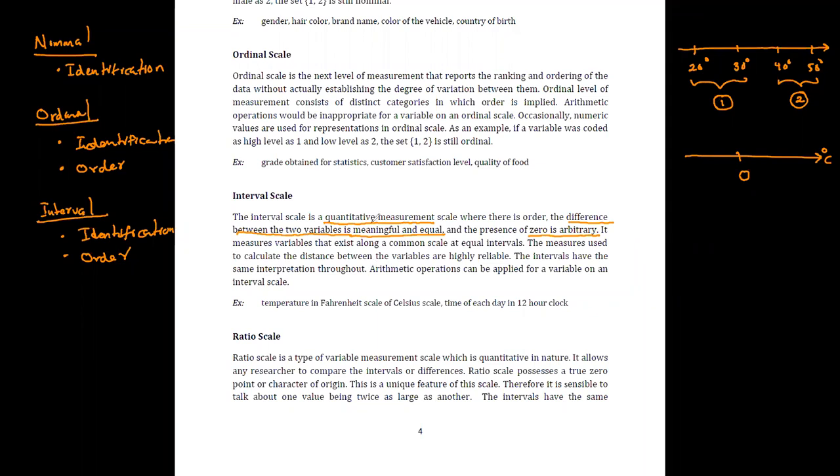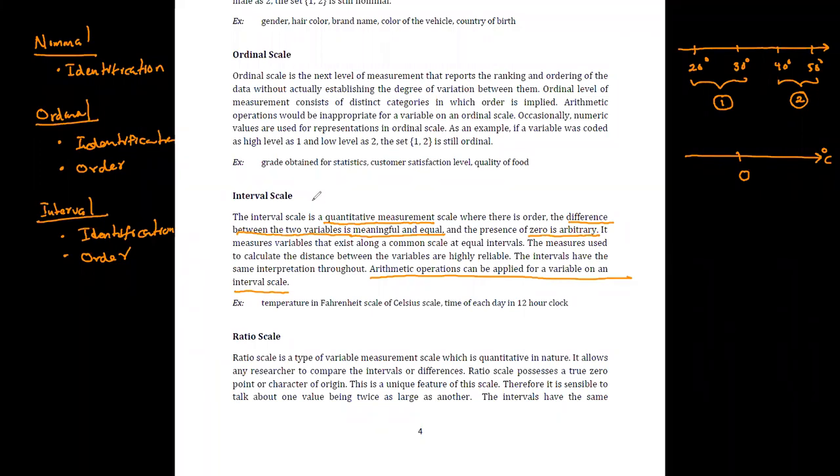And the next important thing for the interval scale is that arithmetic operations can be applied to variables on an interval scale. Therefore, if our variable is in the interval scale of measurement, then we can perform arithmetic operations. But for the scales of measurement that we have discussed so far, the ordinal scale or the nominal scale, we cannot perform such arithmetic operations for the data obtained under nominal or ordinal scales of measurement.